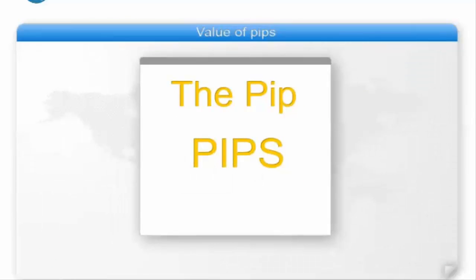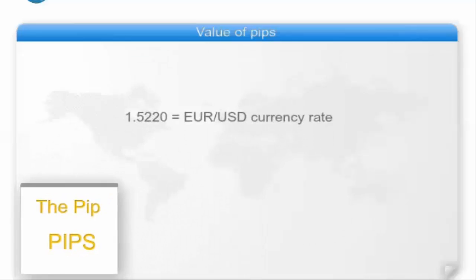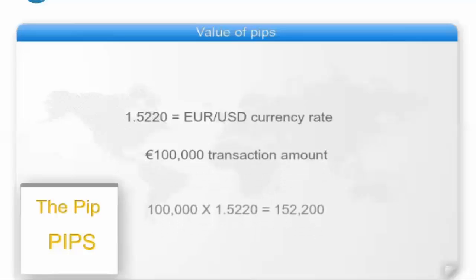Value of pips. Let's now learn what is the value of every pip within the confines of a particular transaction. If the exchange rate of the euro to dollar is 1.5220 and you want to buy 100,000 euros, how many US dollars do you have to pay? 152,200 US dollars, of course.